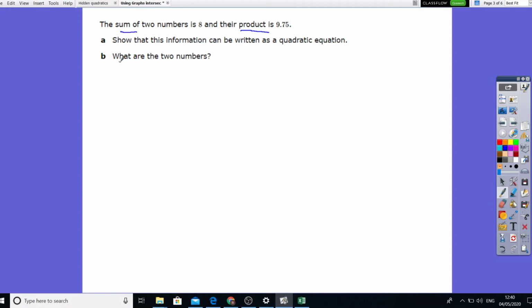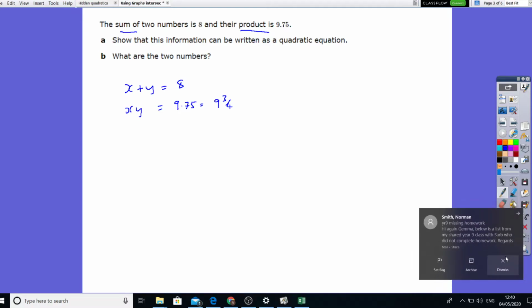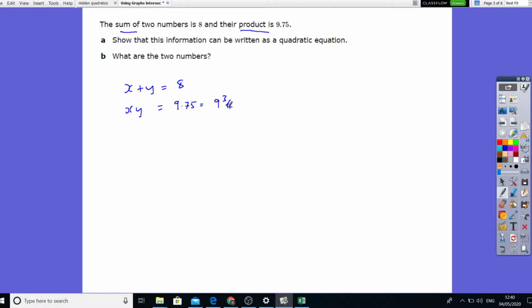So first of all, let's just call them x and y. So the sum x plus y is going to equal 8, and the product xy is going to equal 9.75. Or you can put it as a fraction, 9 3/4. And we can put this top heavy: 9 times 4 is 36, 36 plus 3 is 39 out of 4. So I've got xy equals 39/4, and I can say, therefore, y is equal to 39, and I'm going to divide it by x, it's going to give me 4x. So I divided that by 4.